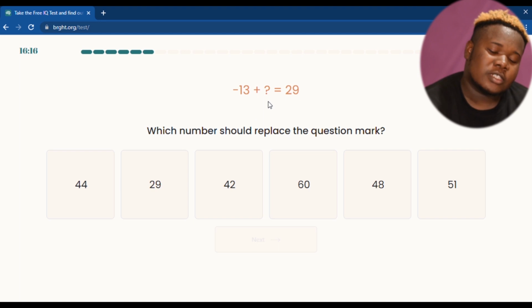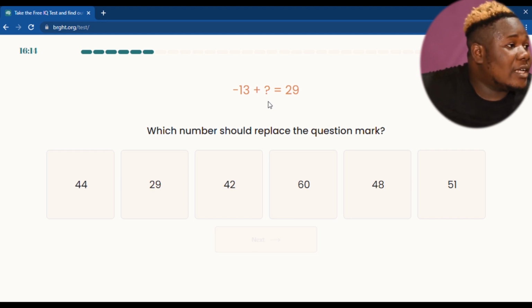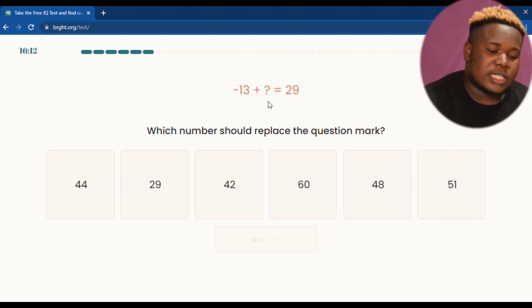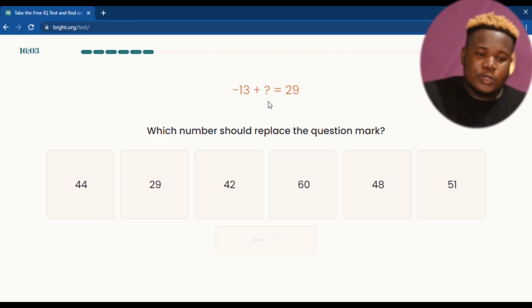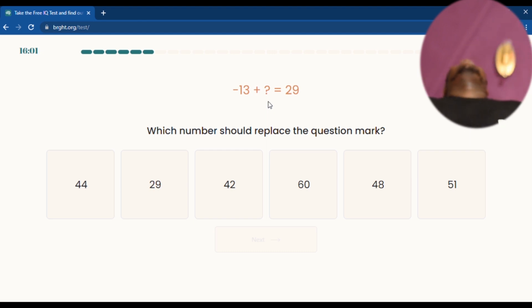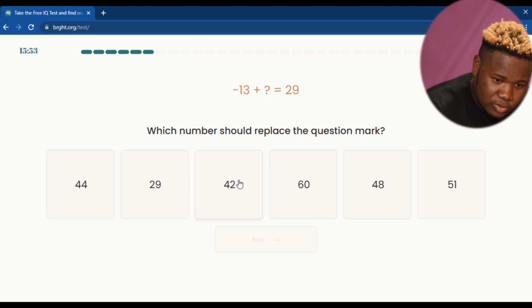Minus 13 plus what is 29? Minus 13 plus, so it has to be what is 29 minus to give minus 13? So it has to be 29 plus 13, that would be like 42. So I'm thinking 42.